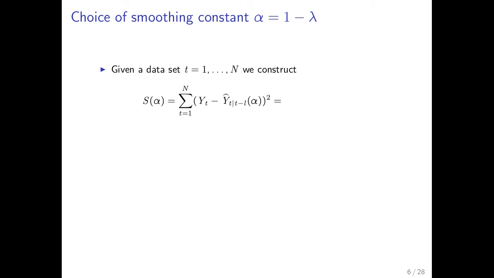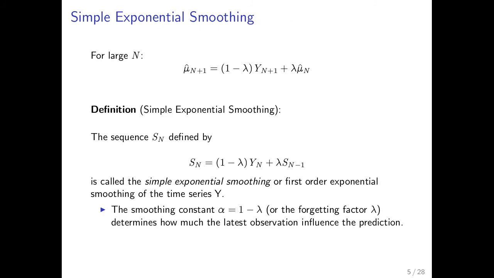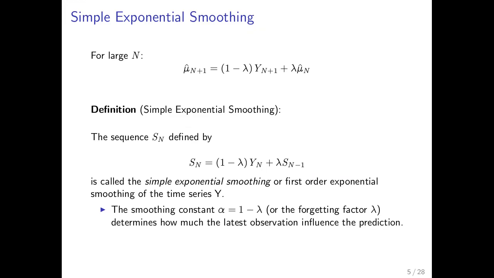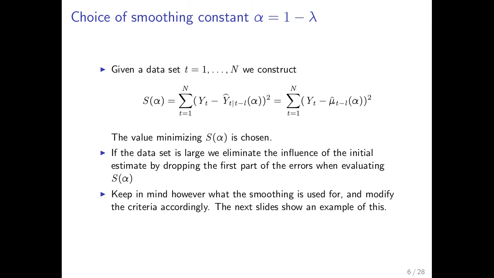That also means that the approximation here for large n is good. I mean, when we get to a point where 1 minus lambda to the n power is almost equal to 1, that is where we want to be. So we want to find the alpha or lambda that minimizes this squared prediction error.